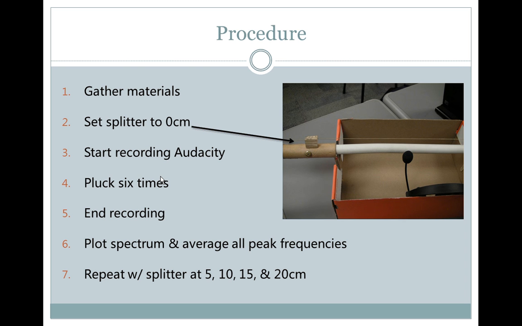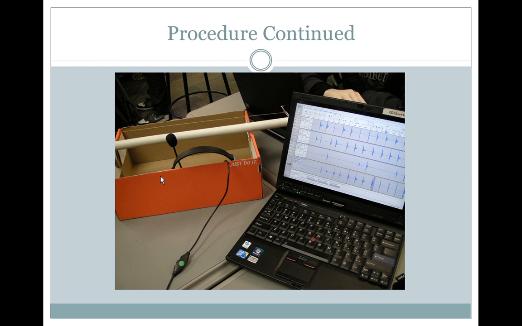My procedure was: set the splitter, as shown in the picture, to 0 centimeters, start recording in Audacity, pluck 6 times, end recording, plot the spectrum in Audacity, and average all the peak or audible frequencies, and repeat with the splitter at 0, 5, 10, 15, or 20 centimeters. Please note, though, that the actual length of the wire would be 45 centimeters minus the setting of the splitter.